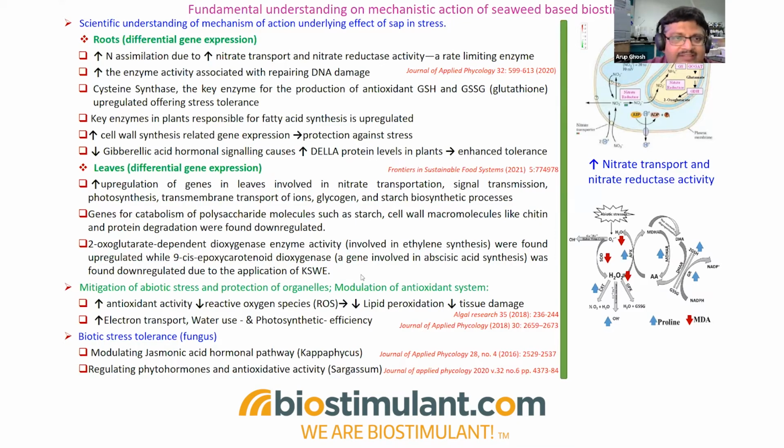There were enzymes like cysteine synthase, the key enzyme for the production of the antioxidant glutathione, both in its oxidized and reduced forms, that is GSH and GSSG. They were upregulated and offered stress tolerance. Then key enzymes responsible for fatty acid synthesis were found regulated. Several cell wall synthesis related genes were upregulated.